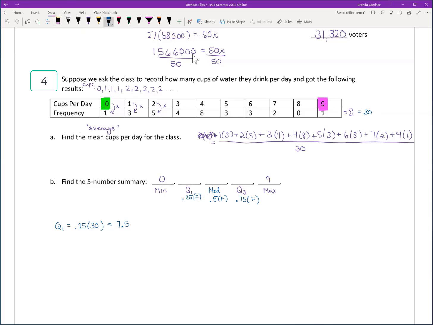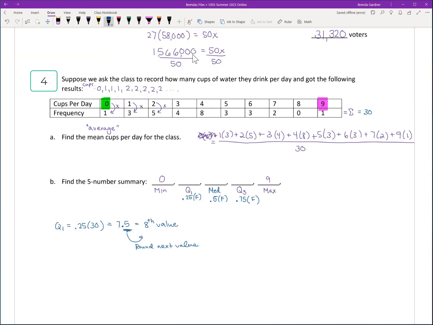So 7.5. Anytime you have a decimal, whether it's 0.5 or 0.1 or 0.01, you're going to round it to the next value. So don't think about typical rounding rules. Instead, just always round to the next value. So I'm going to round this to 8, or look for the 8th value in my data set.